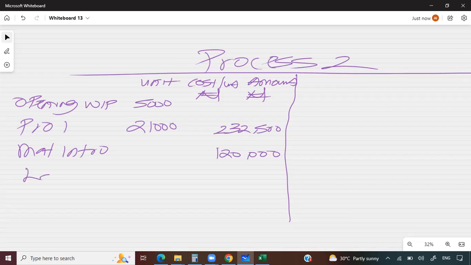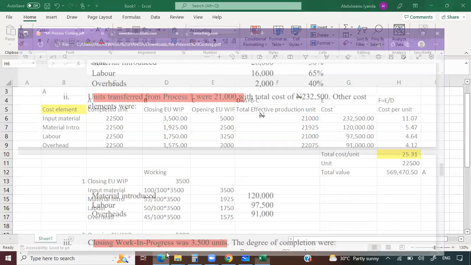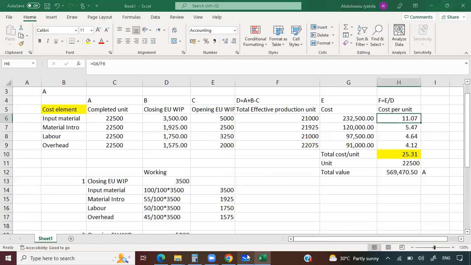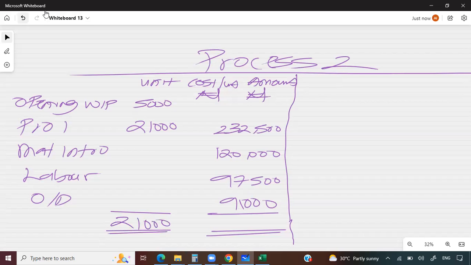We also have labor. Labor is 97,500. Then we also have overhead. Overhead is 91,000. So we'll just say 91,000. Sorry. This is 21. Oh, sorry. This is 26.